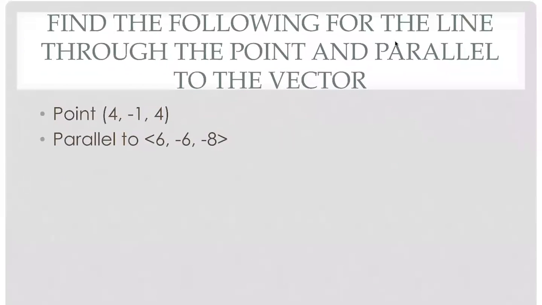So the first thing we're going to learn how to do is find the line that goes through a particular point and is parallel to a vector. What you have to remember about a vector is it gives us our direction, and our direction is similar to our slope. So we're going to start by writing parametric equations. If you remember parametric equations, we have an x equals, a y equals, and we'll have a z equals.